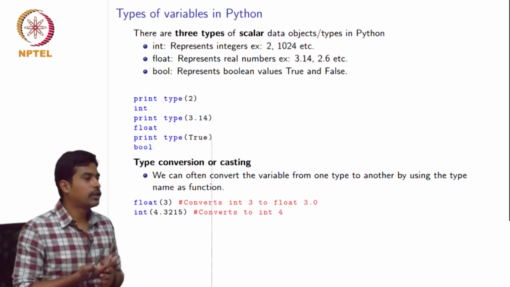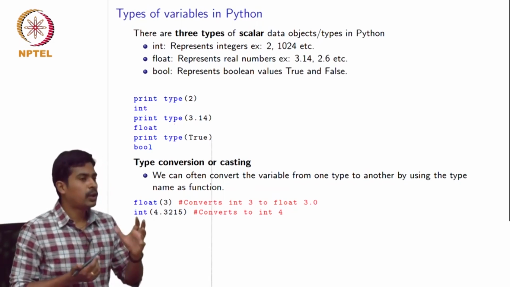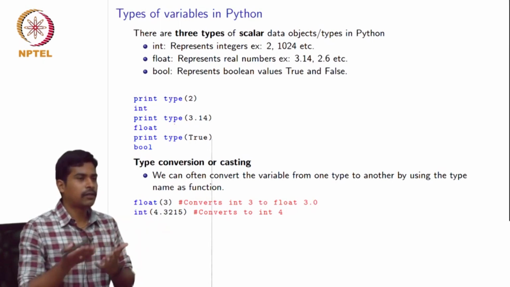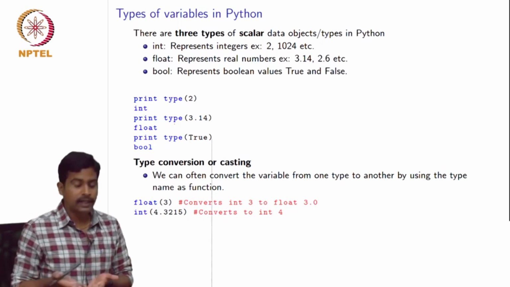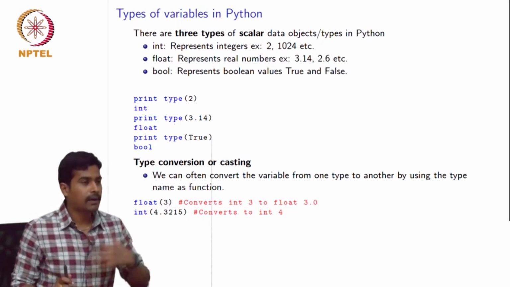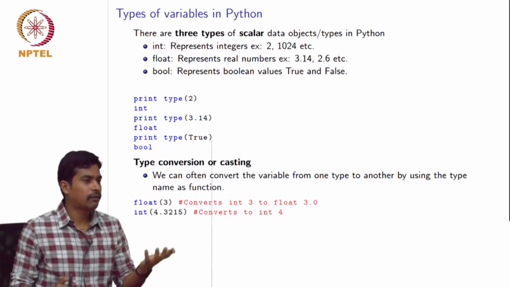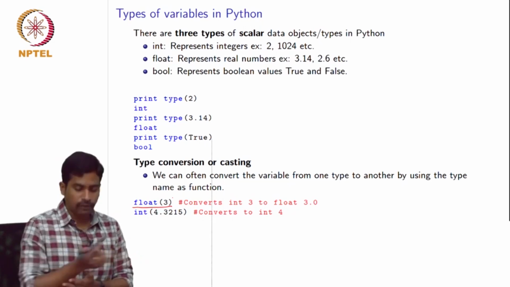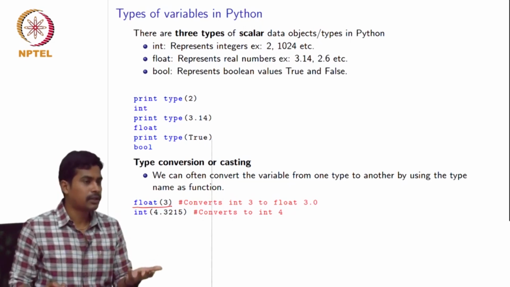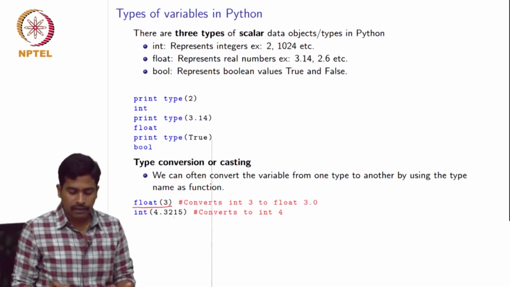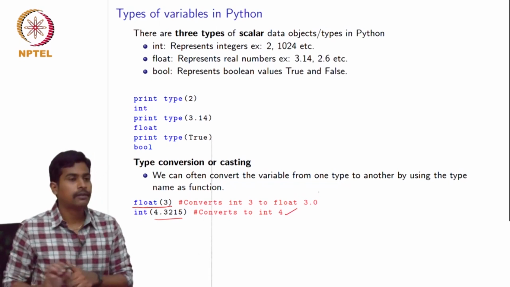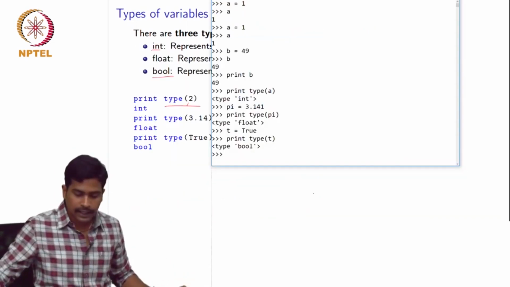In your program, sometimes you have a variable that is an integer or float, but you want to convert from integer to float or float to integer. In Python there is a way of doing it. If you have a number 3 which is an integer and you want to convert it into a float, you can use the command float and pass the number that you want to convert. Now 3 will be converted into 3.0, okay. And similarly you can convert 4.3215, which is a float number, into an integer by using the int command and it will return the value 4. We can just quickly try those commands here.